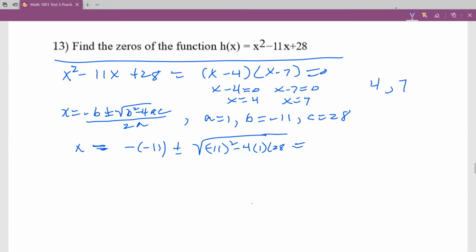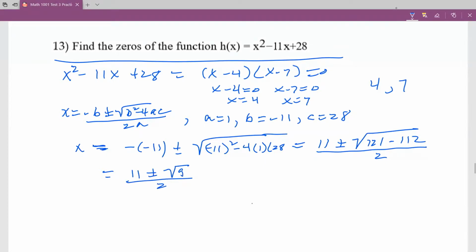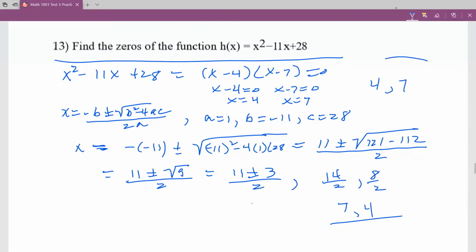And this is equal to plus 11, plus or minus the square root of 121 minus 112, all over 2, which is equal to 11 plus or minus the square root of 9, divided by 2, which is 11 plus or minus 3 over 2. And so your two zeros become 14 over 2 and 8 over 2, which would be 7 and 4, which is exactly what we got up here.